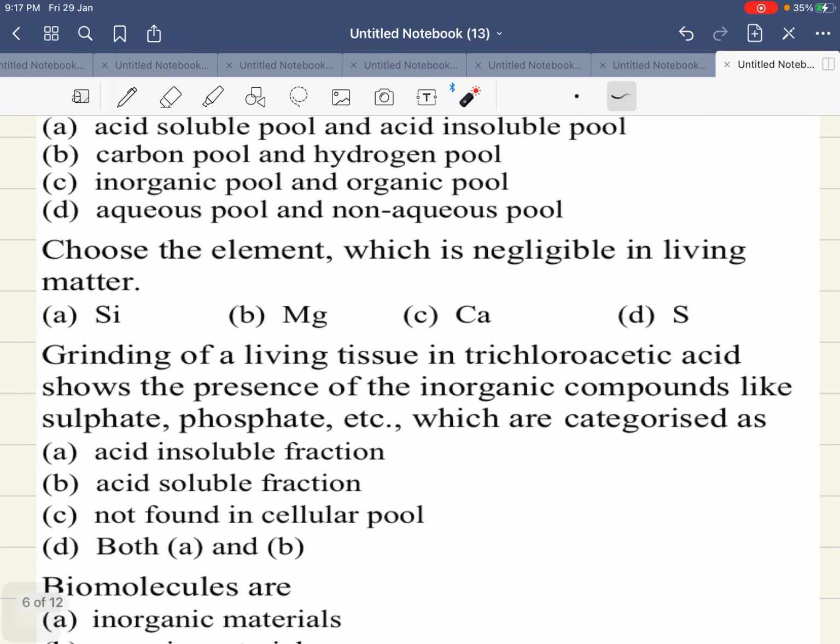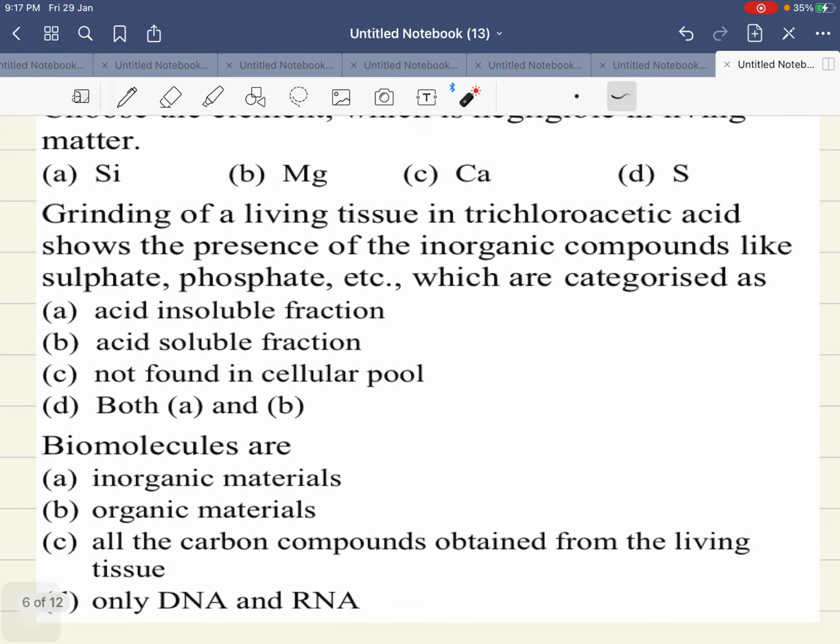Choose the element which is negligible in living matter. We know that magnesium is there, calcium is there, sulfur is there. So which one is almost negligible in living matter? That is silicon. Grinding of a living tissue, page number 143 NCERT. Grinding of living tissue in trichloroacetic acid shows the presence of inorganic compounds.